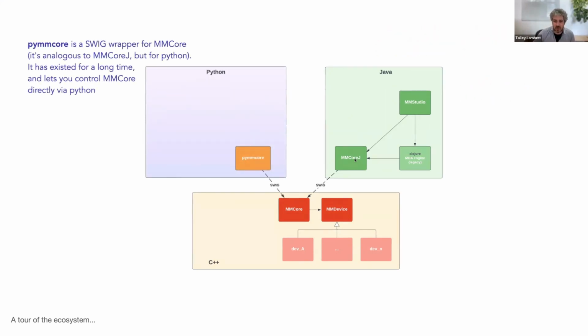I will mention that in the Python world, there is, and has been for quite a long time now, a library called PyMMCore. This is a SWIG wrapper as well for MMCore, so it's analogous to CoreJ, but for Python. SWIG, for those of you who don't know, is one of these foreign function interface libraries. It wraps a C or C++ library in a Python API, so you can call it directly. So PyMMCore lets you call out to the C++ and directly control that without needing Java at all. That has been a nice way to directly control this API for quite a while.